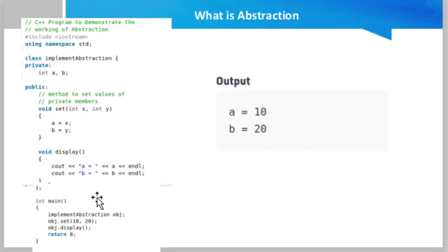Here you notice one thing: the internal processing of a and b is totally abstract, totally hidden from the user. He is just calling the set and display methods, and the internal processing is totally managed by the class itself. What will be the value of a, what will be the value of b, and what the internal processing is, is totally in the hands of the implement abstraction class. That is the concept of abstraction. You are just calling the set and display methods and providing the values. What you do with those values, how you process and use them, is totally in the hands of this class.